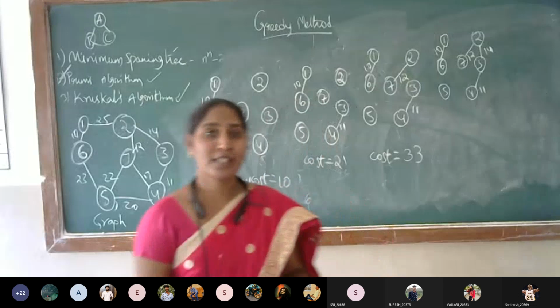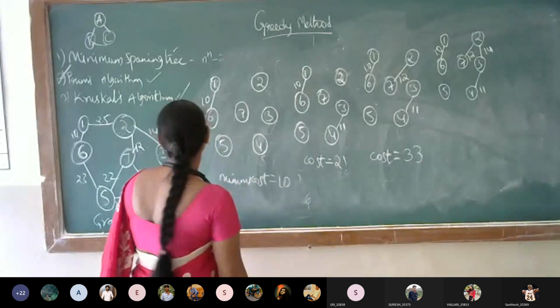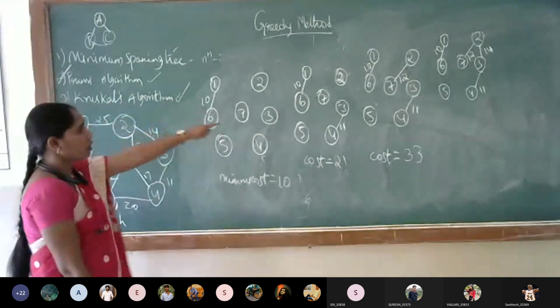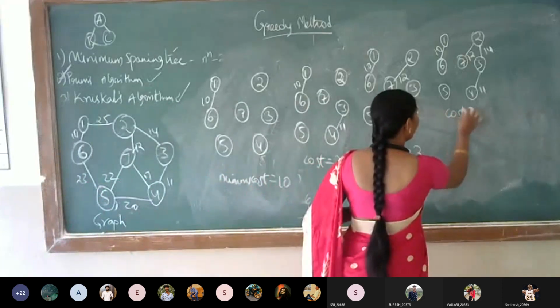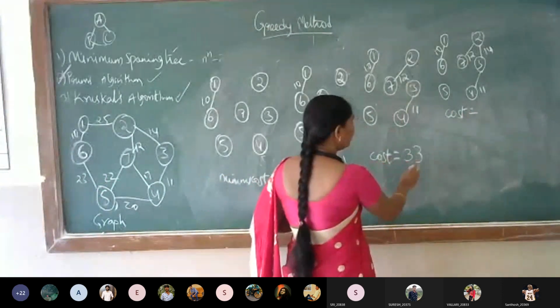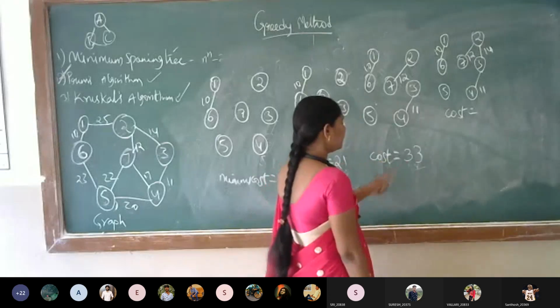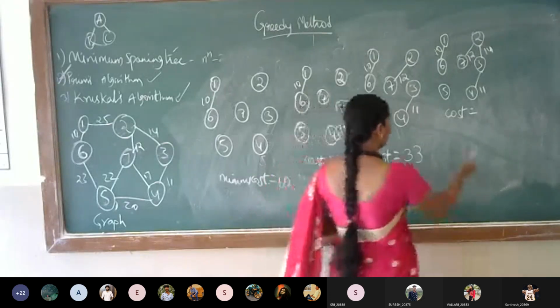Okay, this is in Kruskal's algorithm. In Kruskal's algorithm, we will be following this method. So what will be the cost for this graph? 33 plus 14. That is nothing but what? 47.